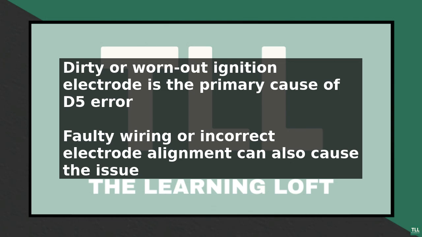To resolve the D5 error code, follow these step-by-step solutions. First, switch off the boiler and allow it to cool down before starting any maintenance work. Next, locate the ignition electrode and inspect it for any signs of damage or corrosion. If the electrode is dirty, clean it gently with a soft brush or replace it if it is damaged.